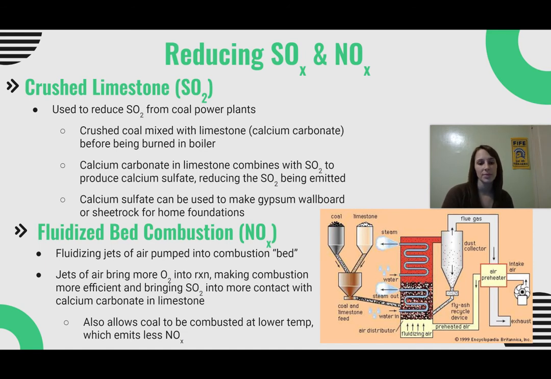Now, another thing that we have is known as fluidized bed combustion, and this is used to reduce NOx. So what's going to happen here is you're going to have these jets of air that are pumped into the combustion bed. When these jets bring more oxygen into the reaction, it makes combustion more efficient, and it's going to cause the sulfur dioxide to have more contact with that calcium carbonate in the limestone. It also allows the coal to be combusted at lower temperatures, which produces less NOx. So when you have this crushed limestone combined with fluidized bed combustion, you're going to be decreasing the SOx and the NOx at the same time in your one coal power plant.